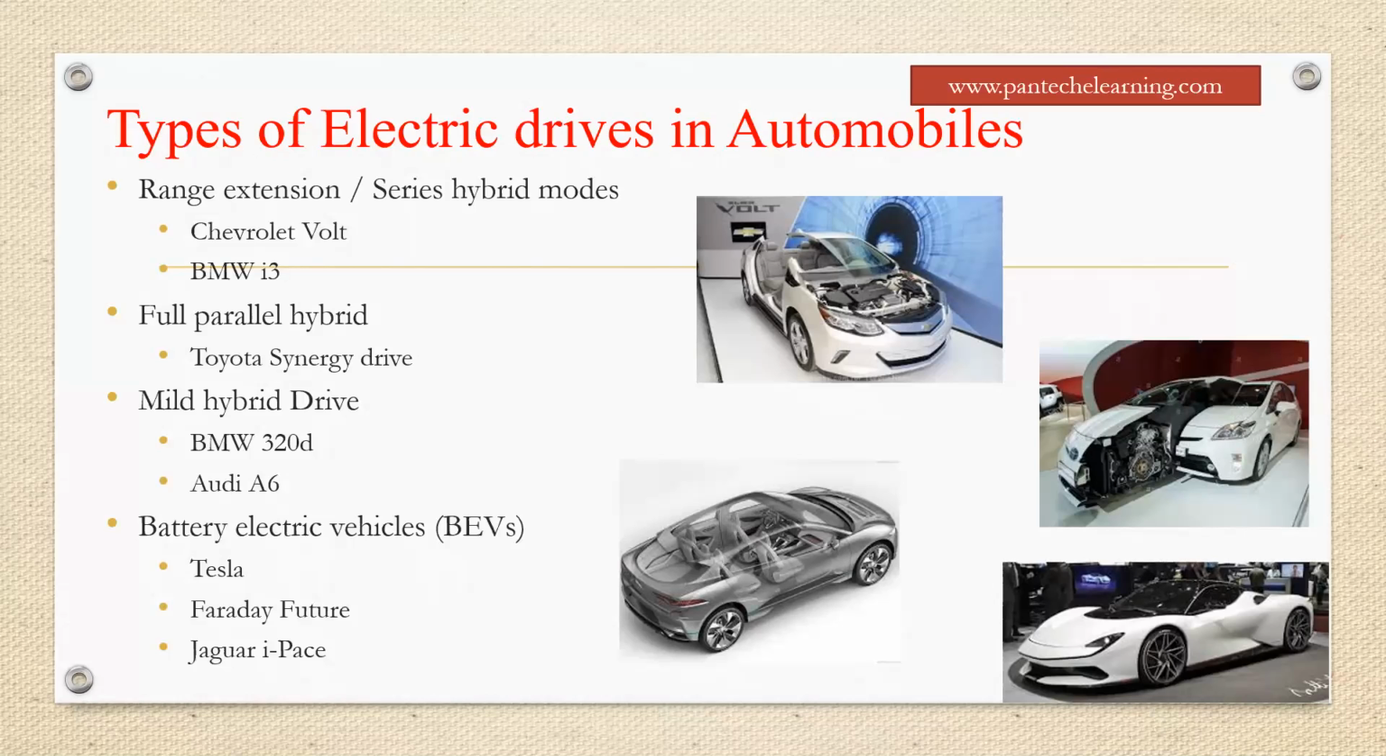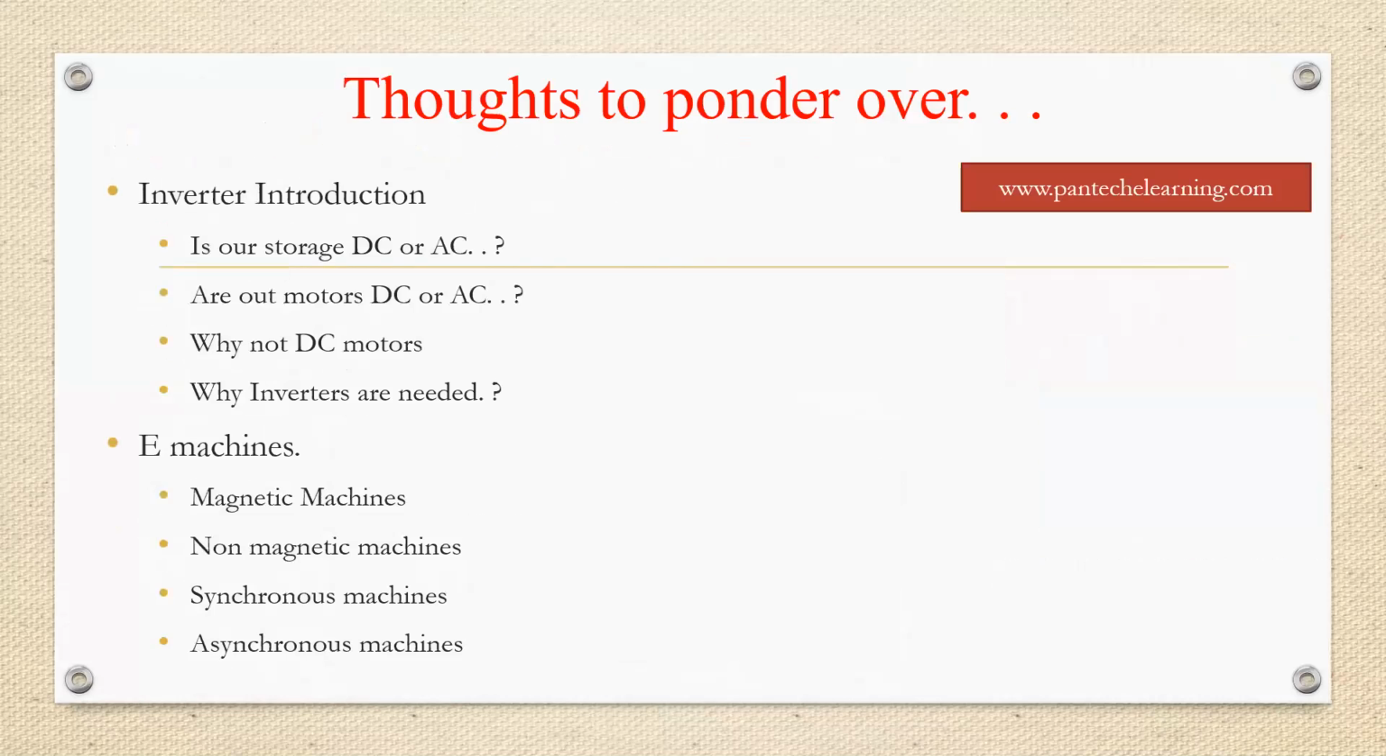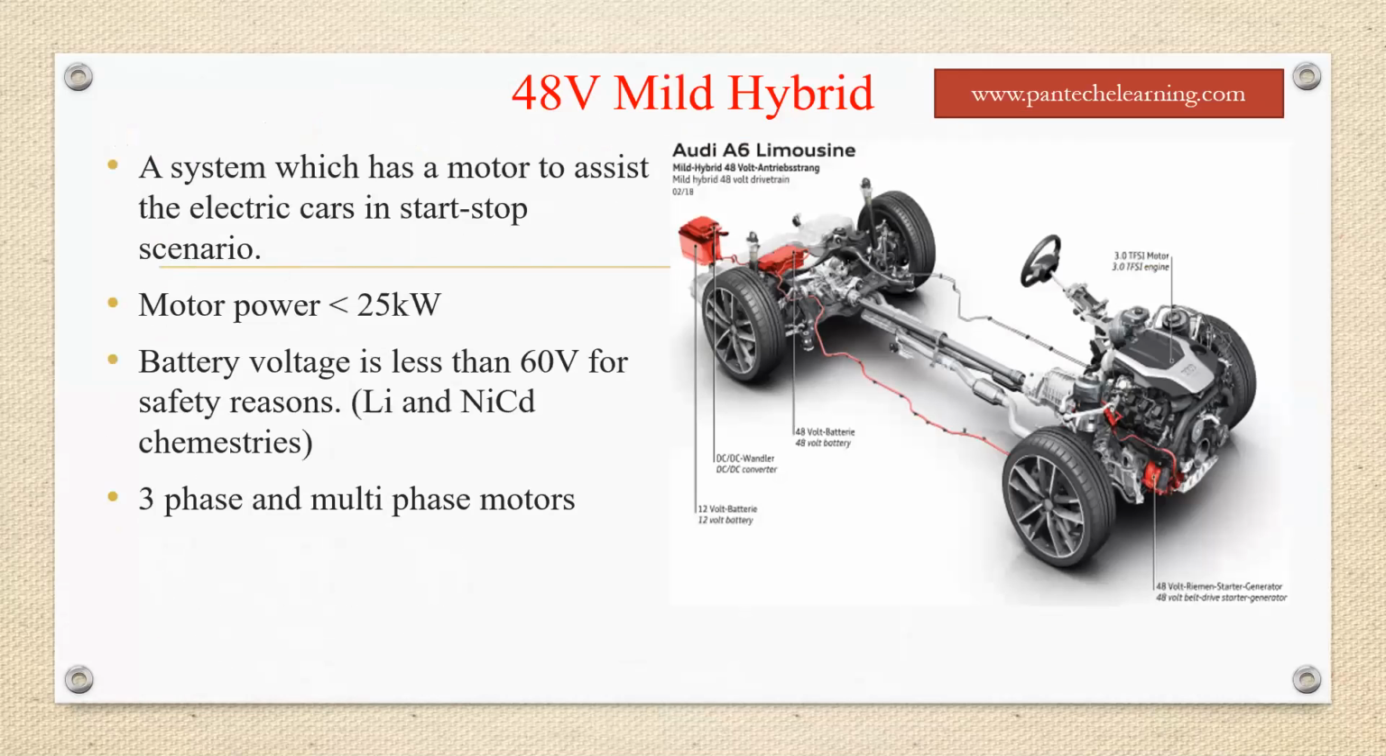Look here at the mild hybrid drive model: the range of the motor and the specifications we can give. Look at this Audi A6 limousine type of electric vehicle. To build this model, they prefer a 48 volt battery.